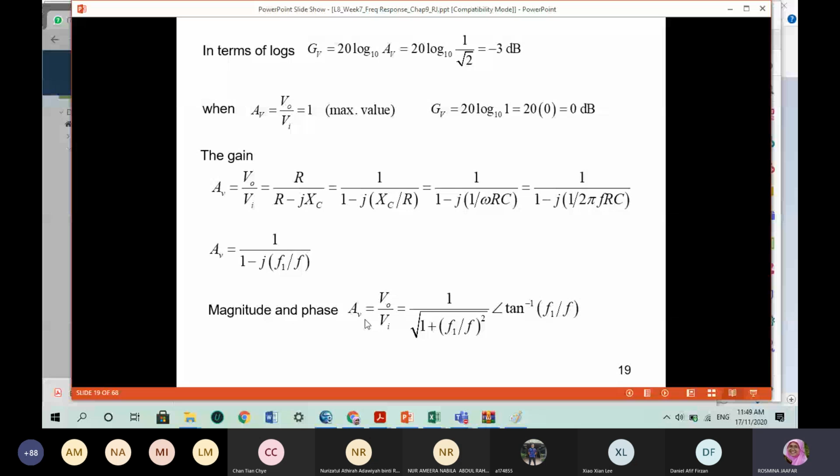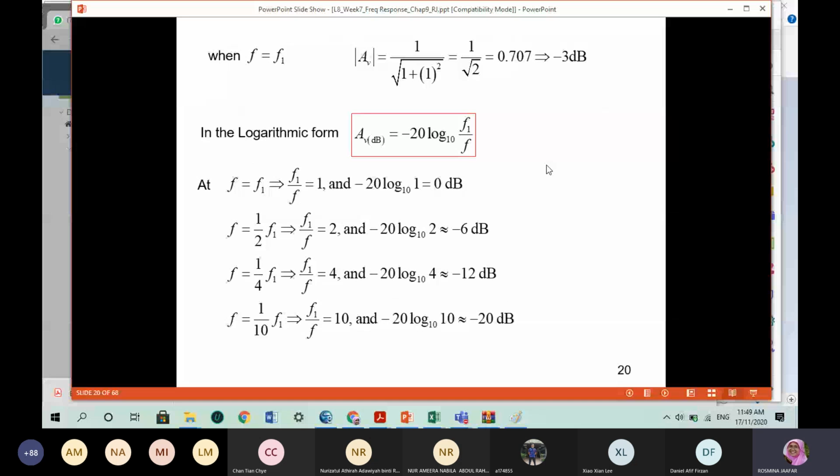When F is equal to F1, the magnitude of the gain is going to be 1 over root of 1 plus 1 squared, which gives you negative 3 dB. So in logarithmic, the gain in dB is equal to negative 20 log 10 of F1 over F. So instead of using the value of voltage input, you can also evaluate the gain in terms of the frequency. At F equals F1, F1 over F is equal to 1. Therefore, you will have 20 log 10 of 1 is equal to 0.